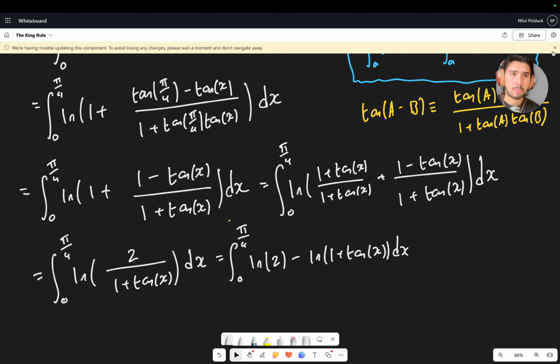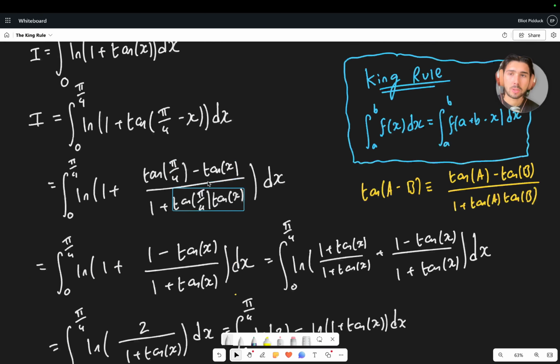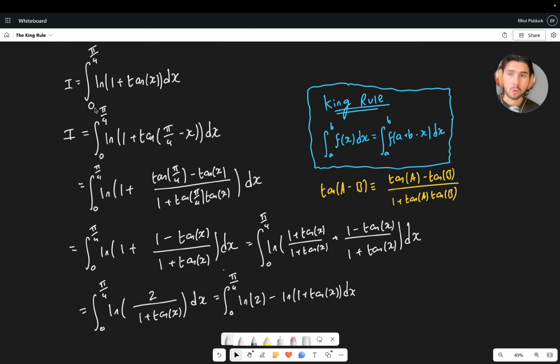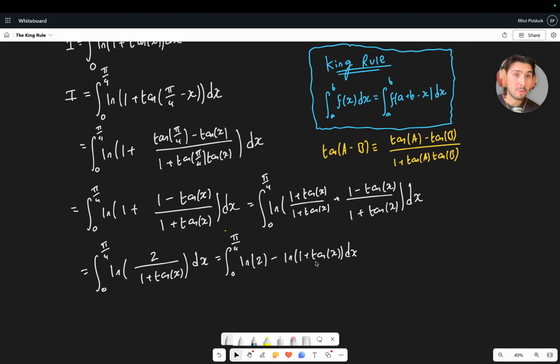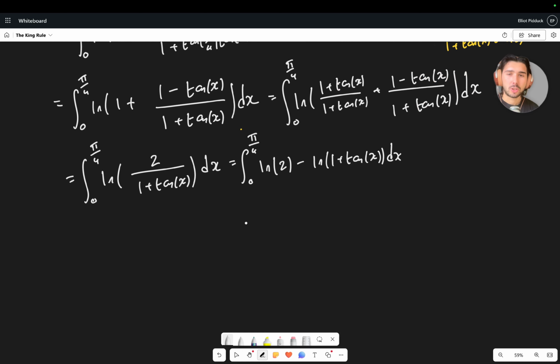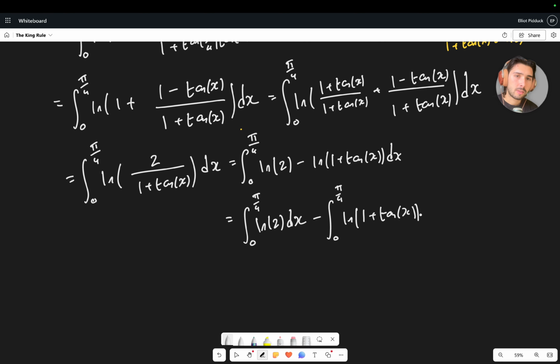And this is the best part about it. If we go back up to the original integral, what we're trying to find the value of is the integral from 0 to pi over 4 of ln of 1 plus tan x. We've got that down here as well. So we're going to end up getting one of those I equals something minus I situations. You'll see exactly what's about to happen. If we split this into two integrals, we've got the integral from 0 to pi over 4 of the natural log of 2 dx minus the integral from 0 to pi over 4 of the natural log of 1 plus tan x dx.